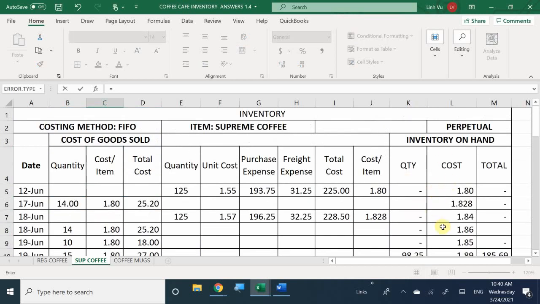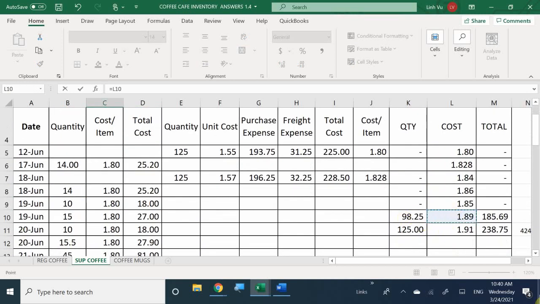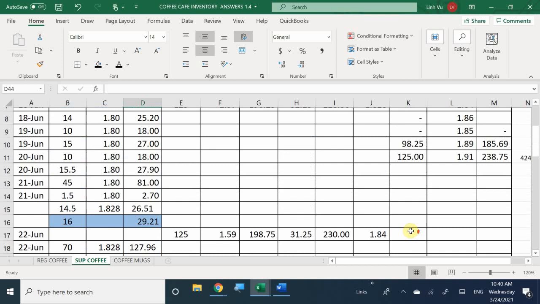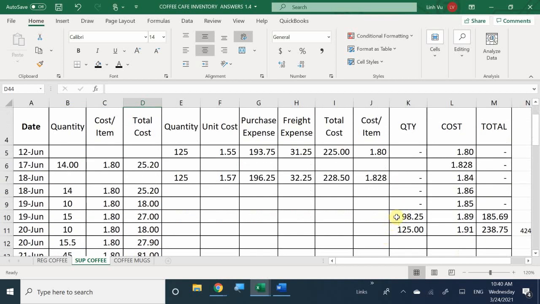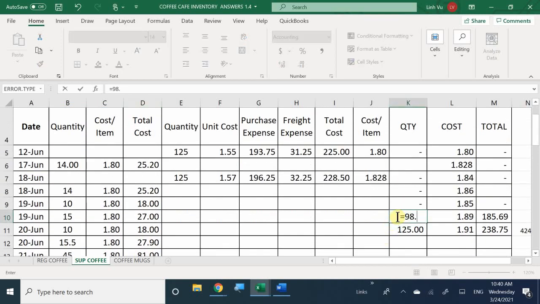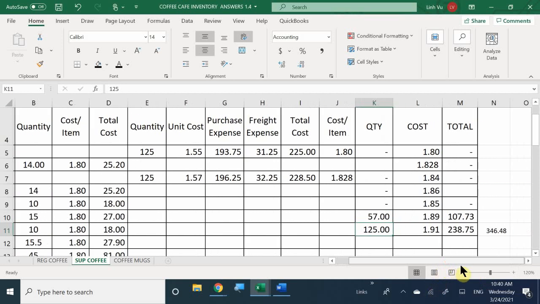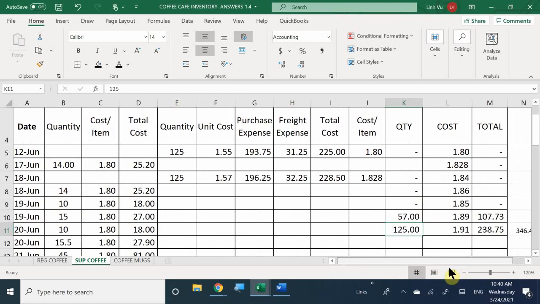So what is going to be my total of cost of goods sold here? 77.96. 77.96. Good. So let's go ahead and update this real quick. So if I have 98.25 and I subtract 41.25, how much should I have left? 57. 57 even. All right, with a grand total, including the new batch here, I should have 346.48 in my inventory.